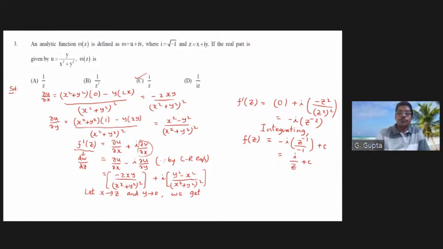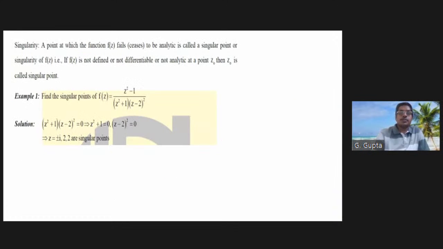So we'll move to the next concept, that is singularity. A complex valued function f of z is not defined, or not continuous, or not differentiable, or not analytic at a point z0. Such a point z0 is called a singularity or singular point of the function f of z. Usually singular points of a given function f of z are obtained by equating the denominator to 0. Generally where the function is not defined, just like our childhood classes where the denominator is 0.